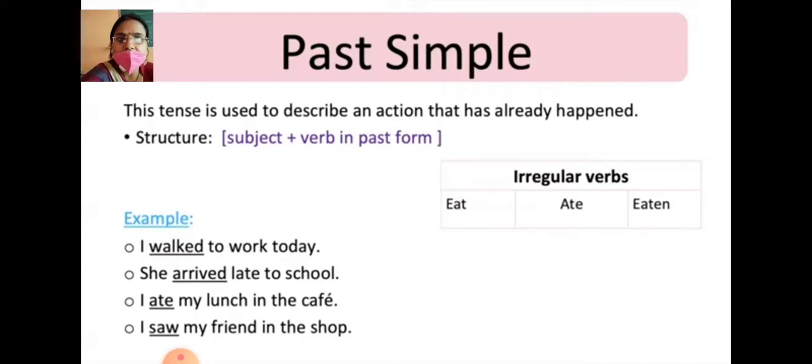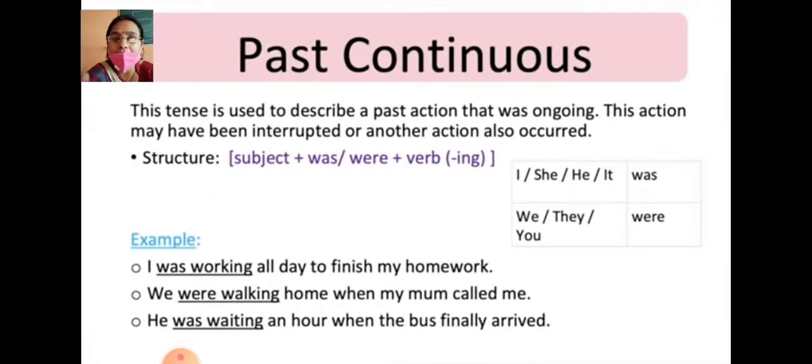For example, I walked to work today. She arrived late to school. I ate my lunch in the cafe. I saw my friend in the shop. Hope there are no doubts about the past simple. So let's move ahead and talk about the next type of past tense.